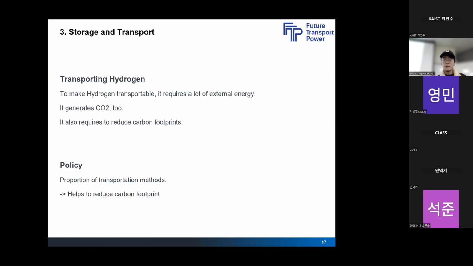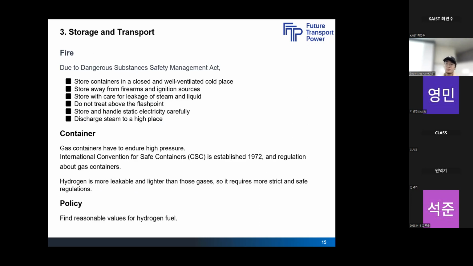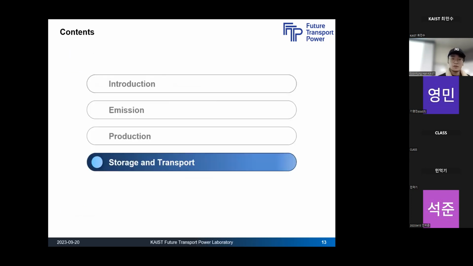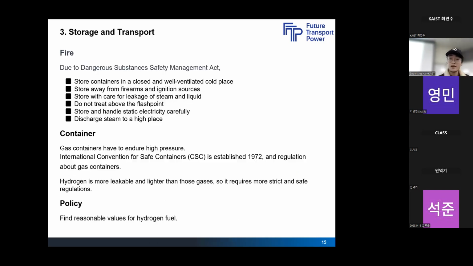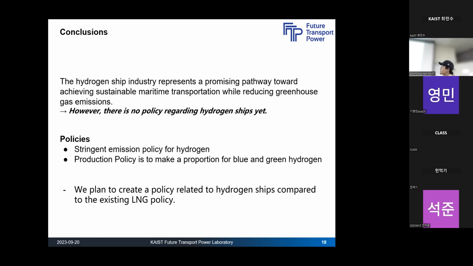For example, proportion of transportation is also considered under health and also the material. The policy to find a reasonable hydrogen fuel is also considered as the material we use and the place to store. The policy to make a proportion of blue and green hydrogen also consists of health and safety. And therefore, for the further research of this group, we would like to do some further investigation about each LNG policy to compare with our policies.